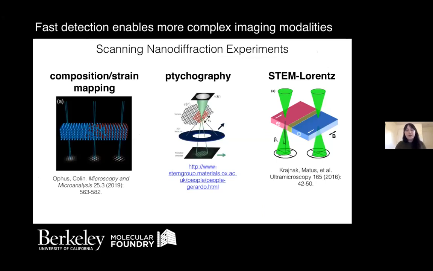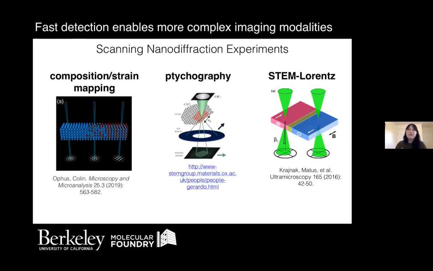Of course, the reason that we want to perform this type of scanning nanodiffraction experiment is because there are a variety of information channels that we can extract from different nanodiffraction experiments. So for example, composition or strain mapping, just by analyzing the peak locations and diffraction patterns; typography, which is a phase retrieval method that uses interference between the probes and the diffracted beams; and the nanodiffraction experiments, or doing something like tracking the probe position to understand things like magnetic fields in our sample.